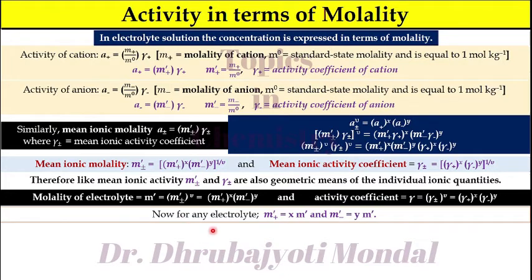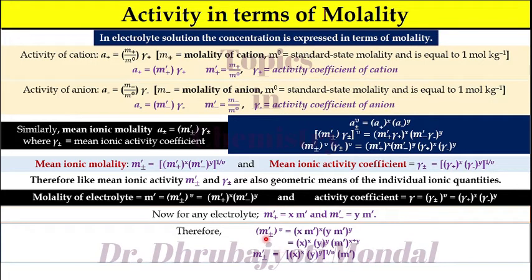Now for any electrolyte, m'+ is equal to x into m'. m' is the concentration of the electrolyte and m'+ is the concentration of the cation, and x is equal to the number of cations. So you can write m'+ is equal to x into m' and m'- is equal to y into m'.